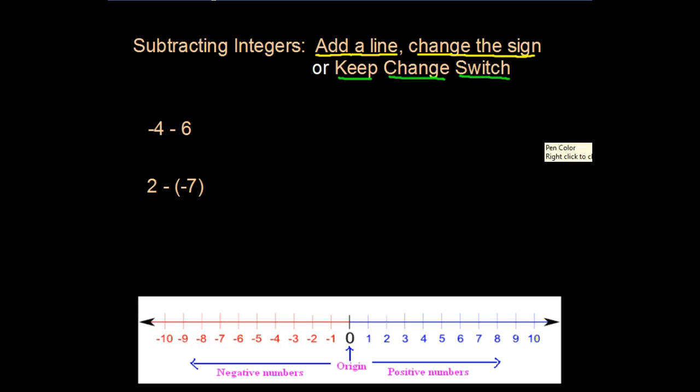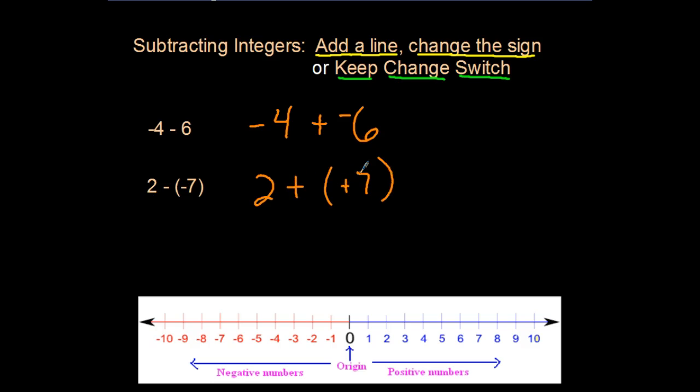You're doing the same thing in both of these. Let's just see how that works. In this one right here, -4 minus 6, I'm just going to be changing this into an adding integers problem. The way that we do that is add a line, change the sign. It's always add a line to the subtraction to make it positive, change the sign of the second number. Let's see how that looks with the second one. We've got 2 minus -7, so we add a line, change the sign.